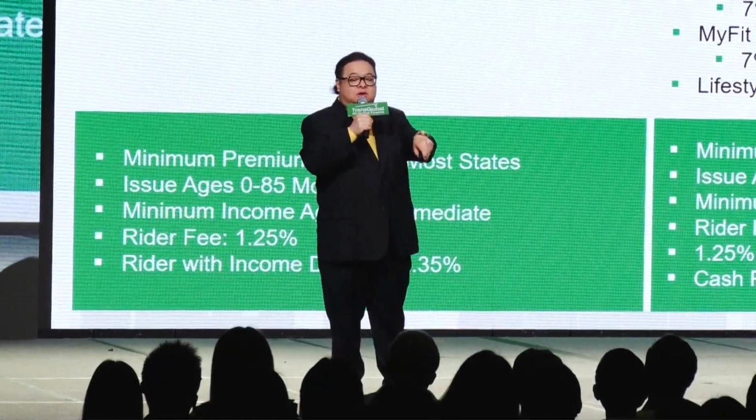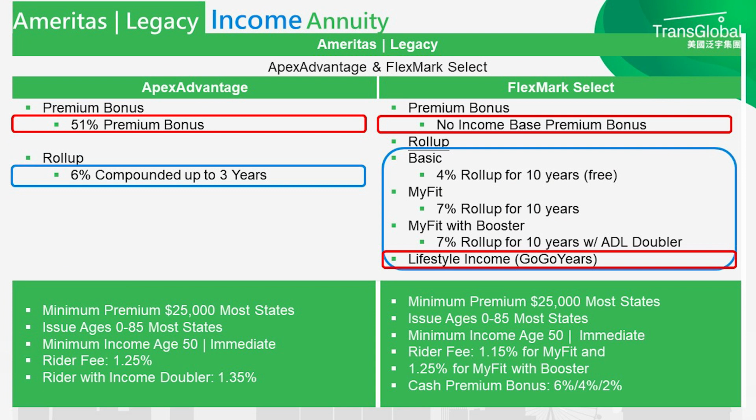The first one is Americo Apex Advantage. It has a whopping 51% premium bonus. You might think this is very good for immediate income, but it's not. We calculated it is not that good because the payout rate is not good. Also, the roll-up rate is only 8% compound for only 3 years. So it is not very good, but it sounds very good. You don't need to spend your time studying this. We studied it for you, so you don't need to waste your time. But when it becomes good, I'll let you know.